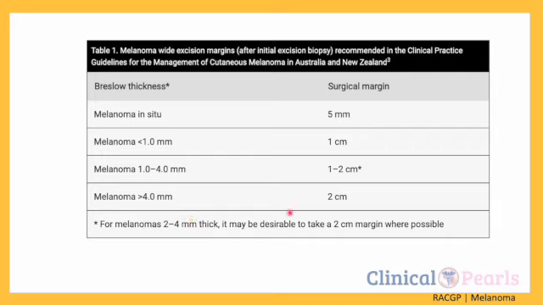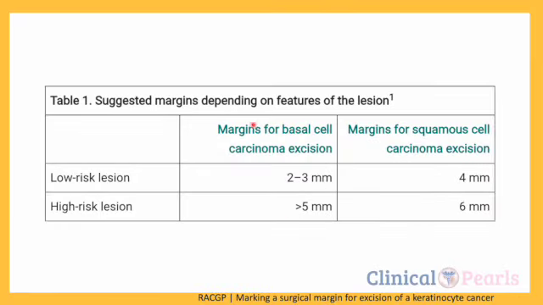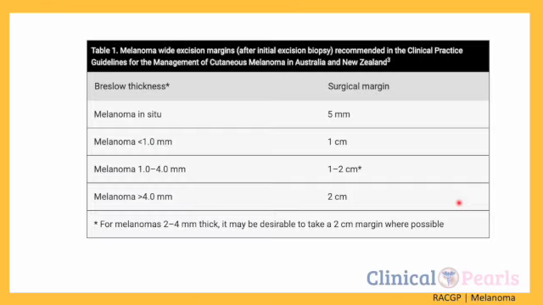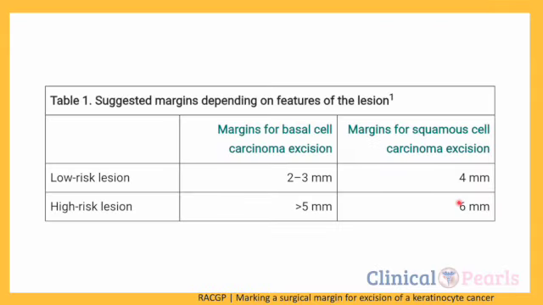For basal cell carcinoma, the margins for low-risk lesions is 2 to 3 mm. For high risk, it is more than 5 mm. Lastly, for squamous cell carcinoma, the margins for low-risk lesions is 4 mm and 6 mm for high-risk lesions. Again, this is for melanoma, and these are the margins for basal cell and squamous cell carcinoma.